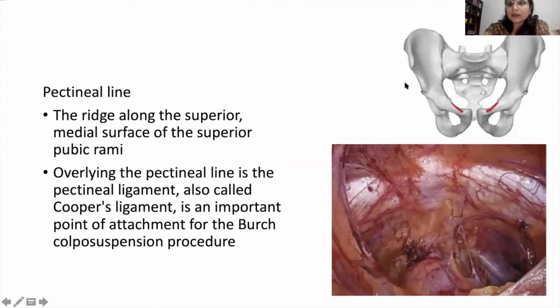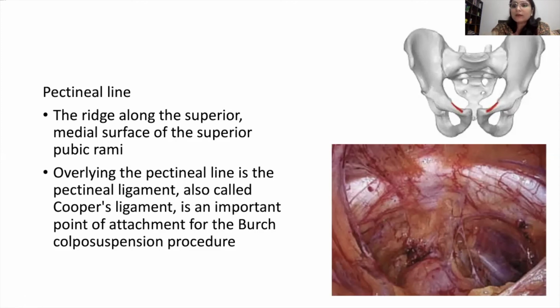The next important landmark is the pectineal line. This is the pectineal line. This is the ridge along the superior medial surface of the superior pubic rami. Now, why is the pectineal line important? The pectineal line is important because it forms one of the attaching points of Cooper's ligament. So, Cooper's ligament is an important point of suture attachment in Burch colposuspension.